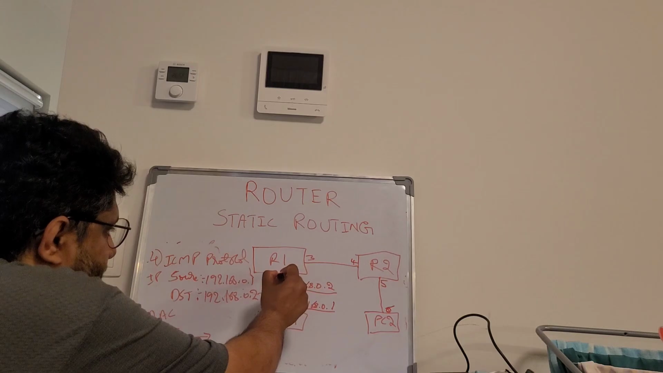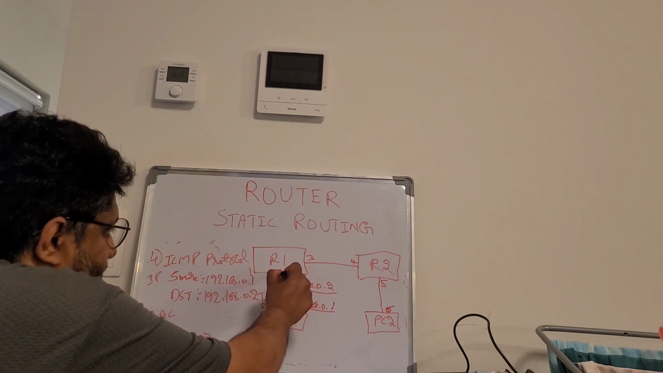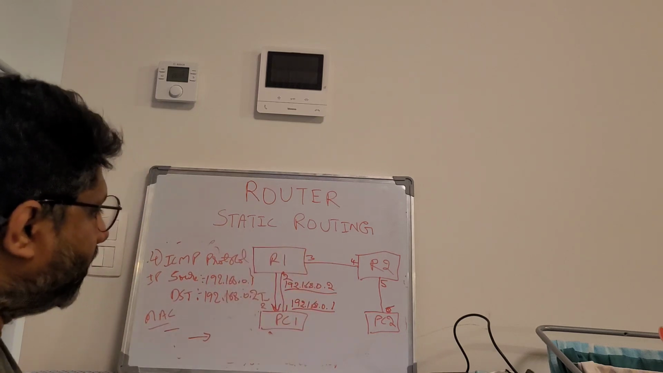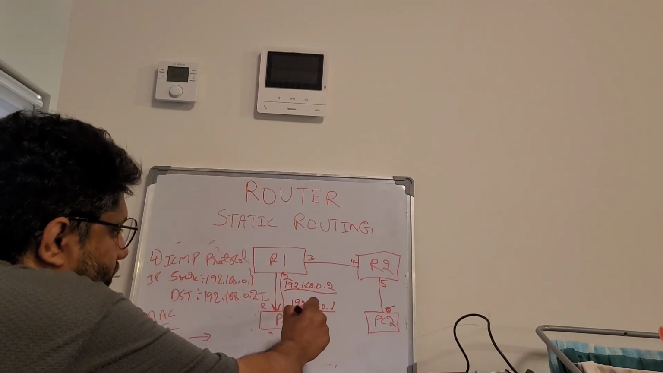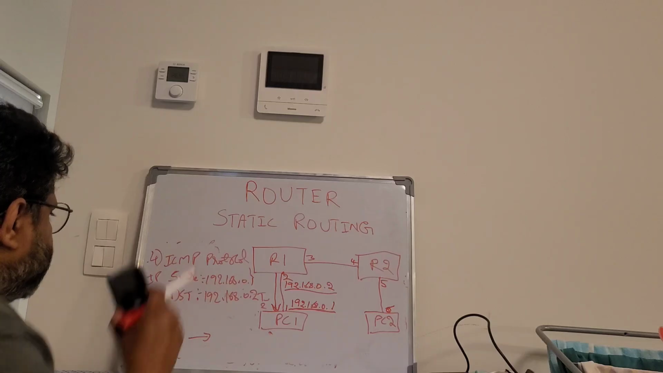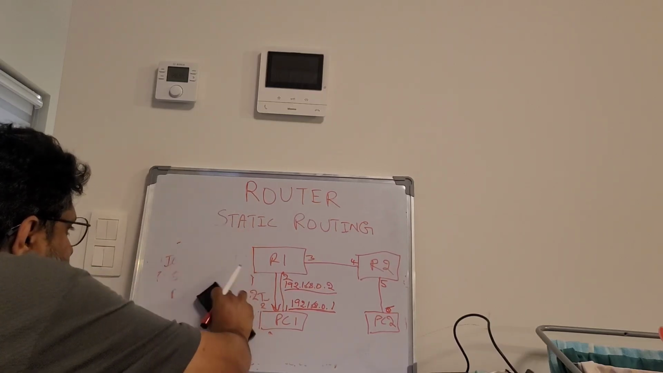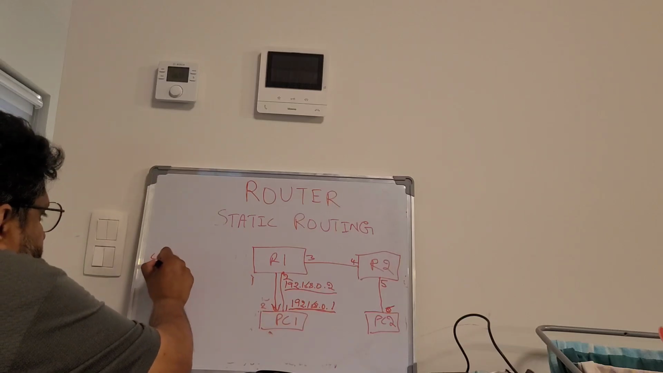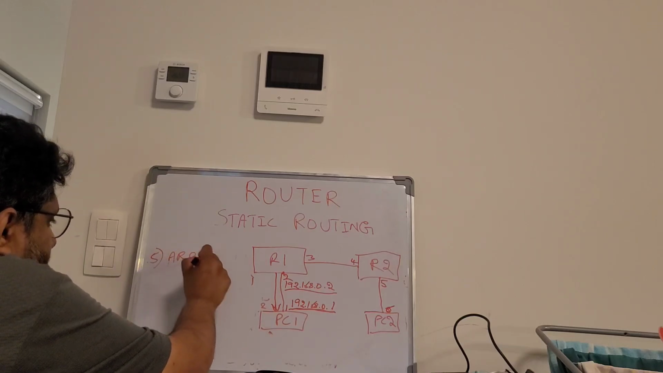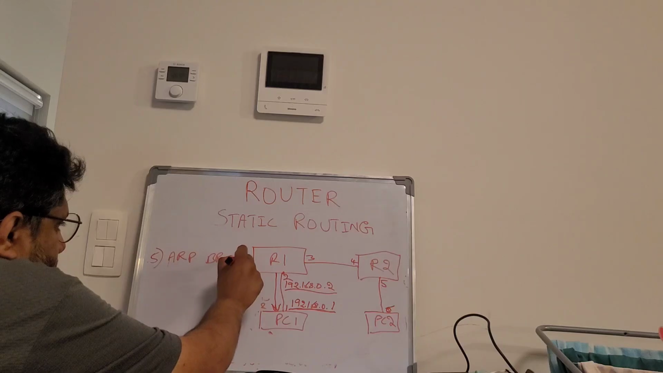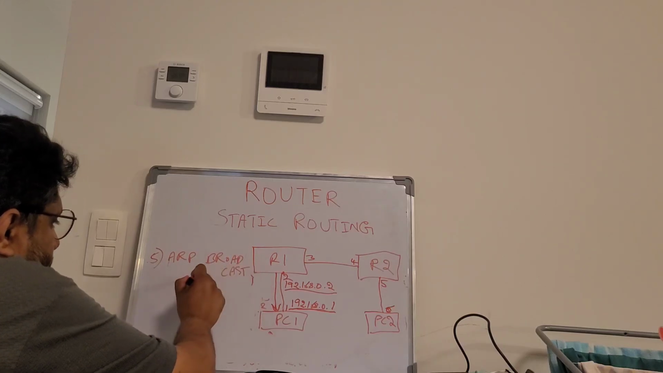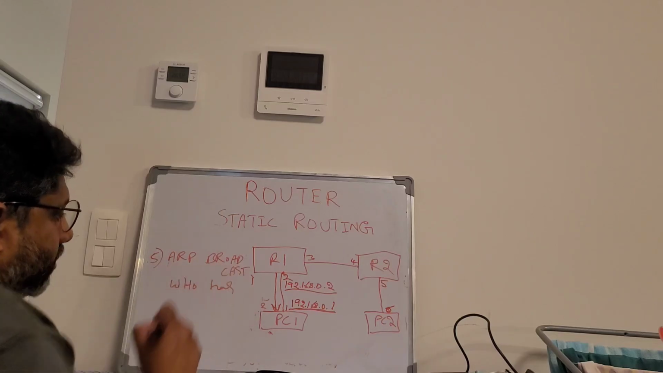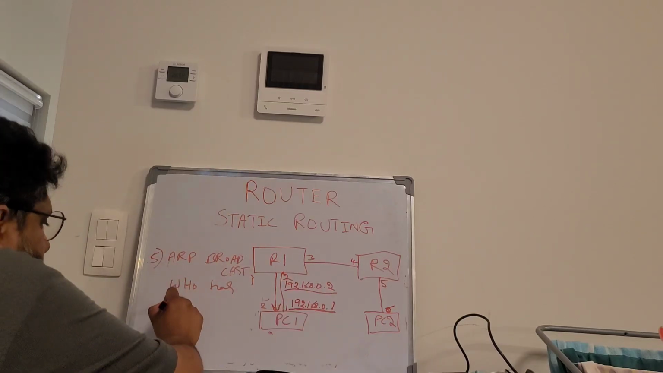Once the ICMP request is received here, R1 will now ask, who has 192.168.0.1? It will again send an ARP broadcast: who has 192.168.0.1?